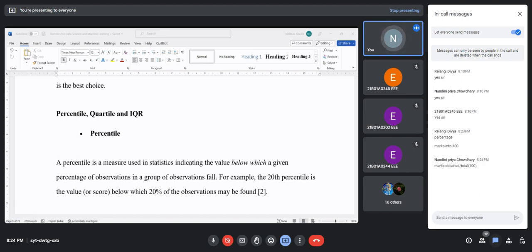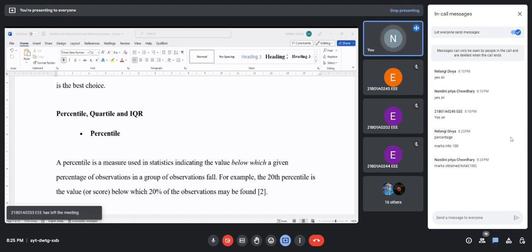Well, it's very much important for you to understand. Marks obtained divided by total, then I need to multiply by 100. That's how I get the percentage. I am asking you only about your own things, and you should be confident enough to answer me. So marks obtained divided by total, and then multiply by 100.